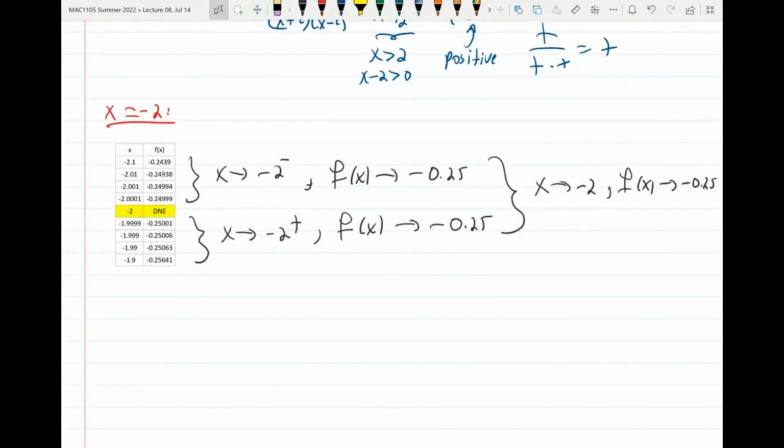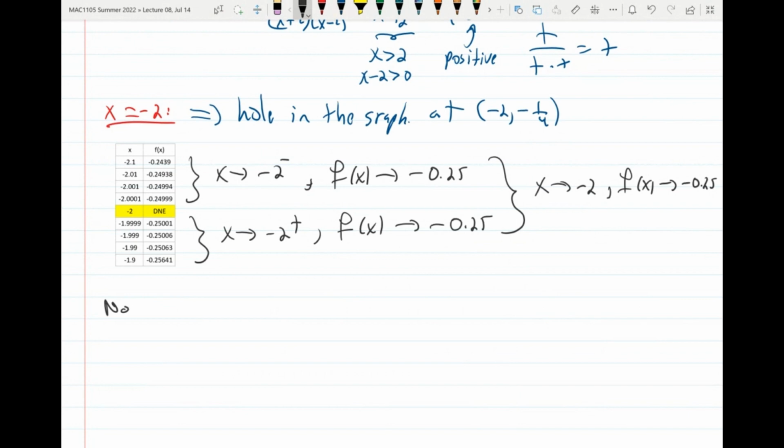So what this means is that this guy right here is a hole in the graph. And this hole happens at the point -2, -1 over 4. You okay with this? All right.